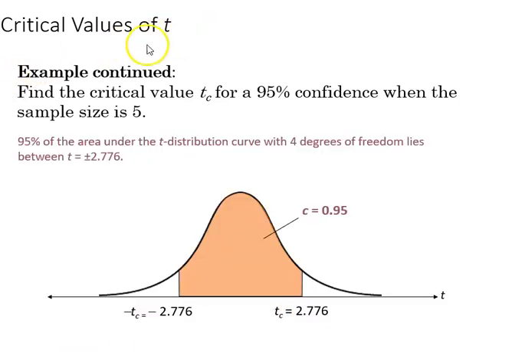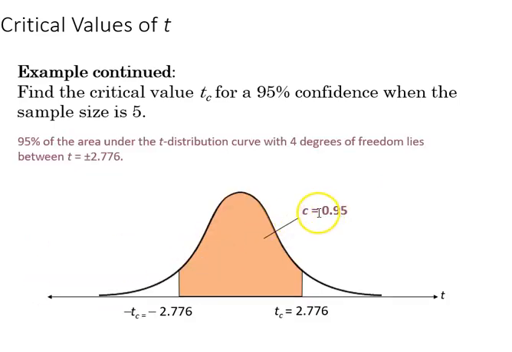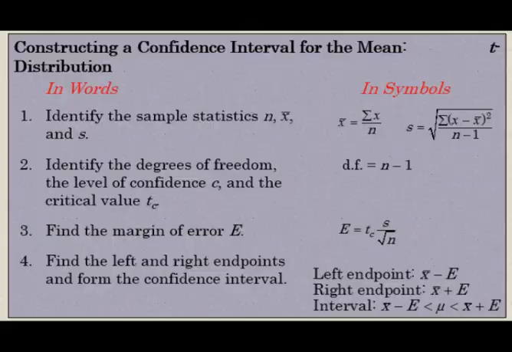So for instance, if we want to find the critical value t for a 95% confidence interval when the sample size is 5, we know that it's 5 minus 1, or 4 degrees of freedom. And going to our table, 4 degrees of freedom at 95, 2.776. And that's expressed graphically here, plus or minus 2.776.